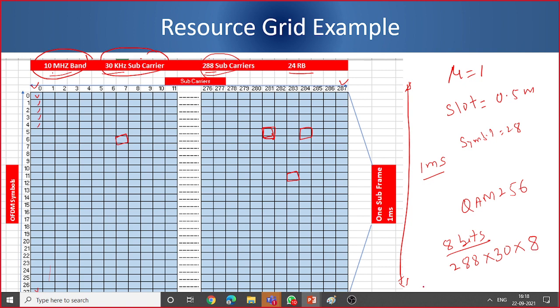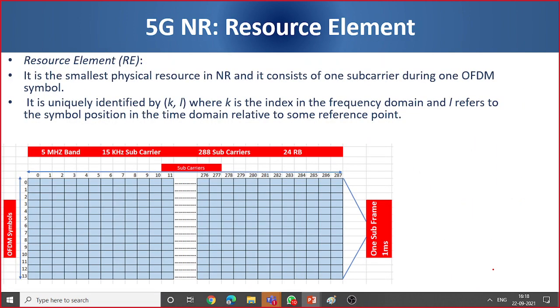Can somebody calculate how much it will come? So that is in 1 millisecond with 288 subcarriers, 69,120. So in megabit or some other unit, can you tell me? Yeah, no problem. So that is 69.12 kilobits. So that's a rough idea of how data gets carried.